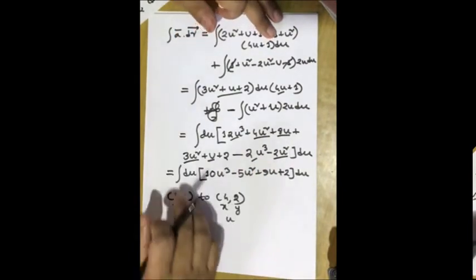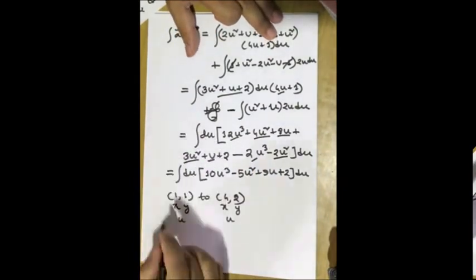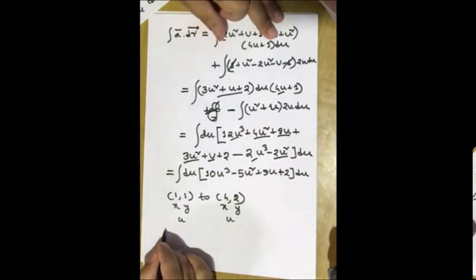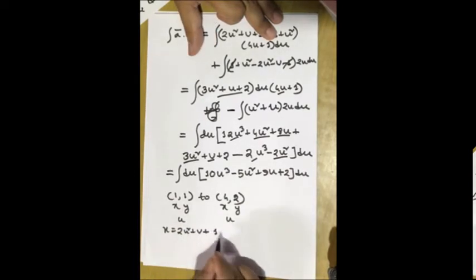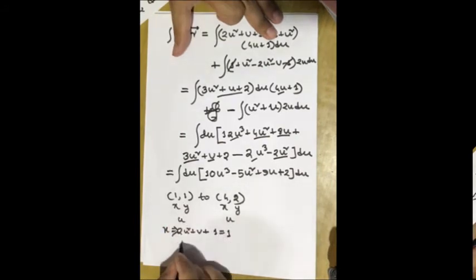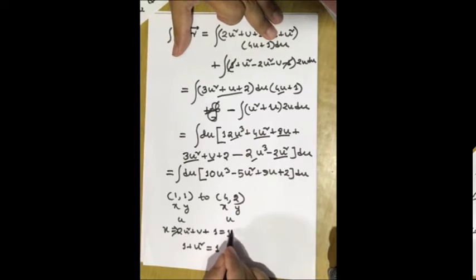Okay, so for that we have to solve this equation. For example, x is equal to how much? Twice u square plus u plus 1. So it will give us 1. Okay, similarly 1 plus u square is equal to 1. So we have to find a value of u which satisfies these equations simultaneously.